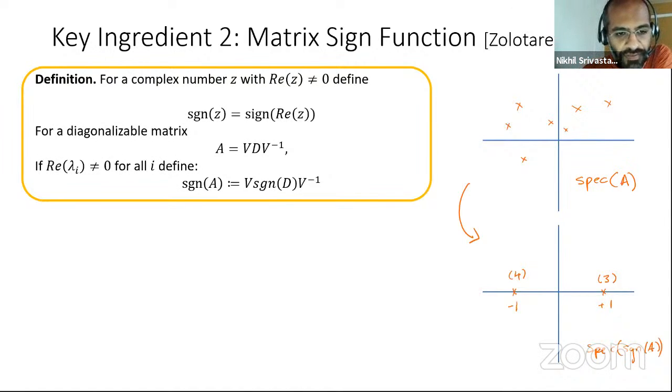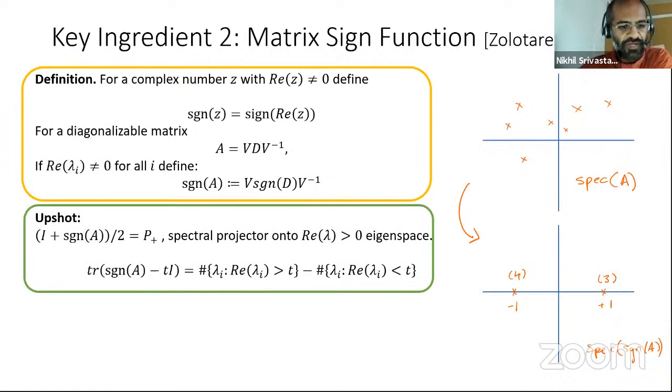Okay, so what's the point of this, and what does this have to do with diagonalization? The upshot is if you can compute the sine function of a matrix, then you can easily compute spectral projectors onto the eigenspaces corresponding to the open right half plane and the open left half plane. So if you look at identity plus the sine function over 2, you get the spectral projector onto the open right half plane.